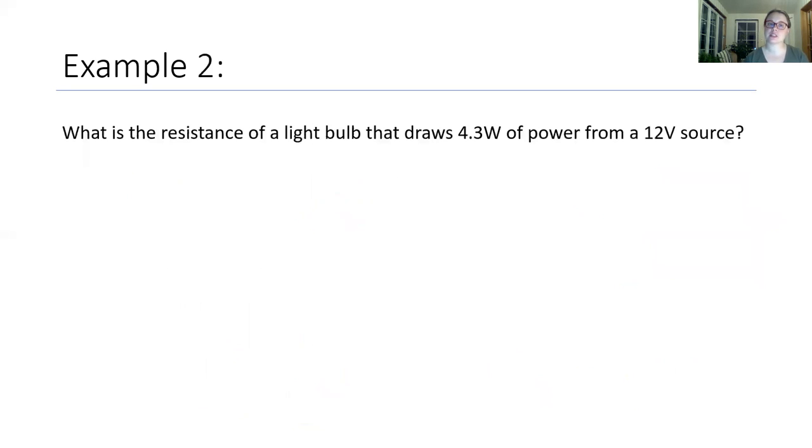Last example for the day is one final power question. What is the resistance of a light bulb that draws 4.3 watts of power from a 12-volt source? Well, power is equal to voltage times current. There is no resistance in that formula, so what do you do? Well, we did another formula today. Voltage is equal to current times resistance. So this is a two-step question.